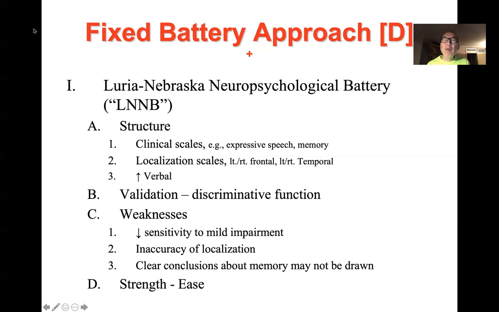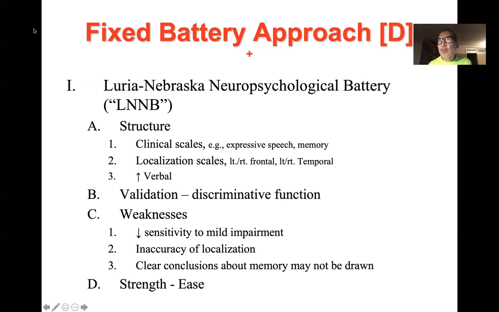In terms of the research behind it, there's a lot of research to support its validity, in particular its discriminative function, its ability to determine who's suffering from brain pathology versus who isn't. Some of its weaknesses: it may be less sensitive to mild impairment. It's usually better suited when someone's clearly suffering from moderate to severe brain problems.